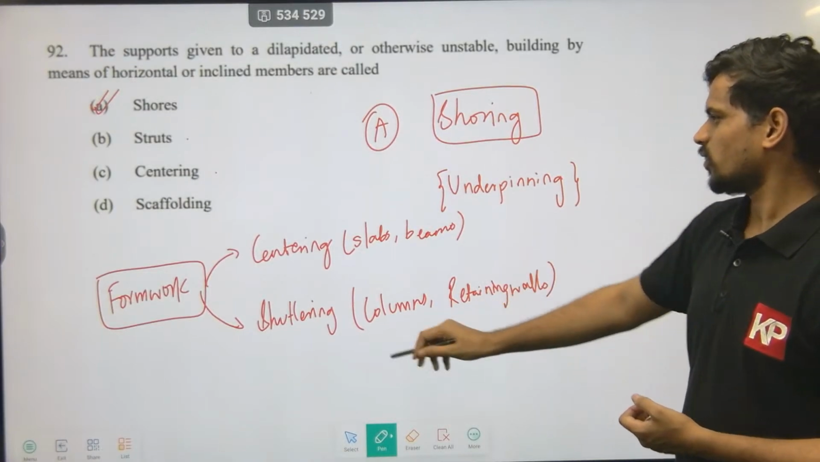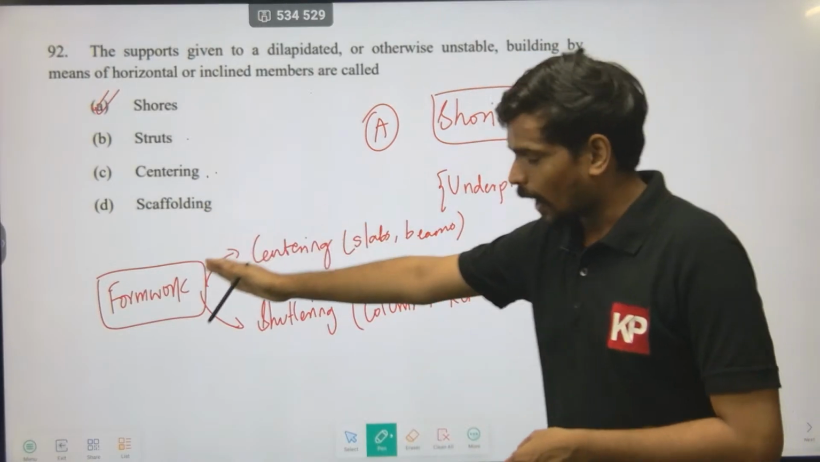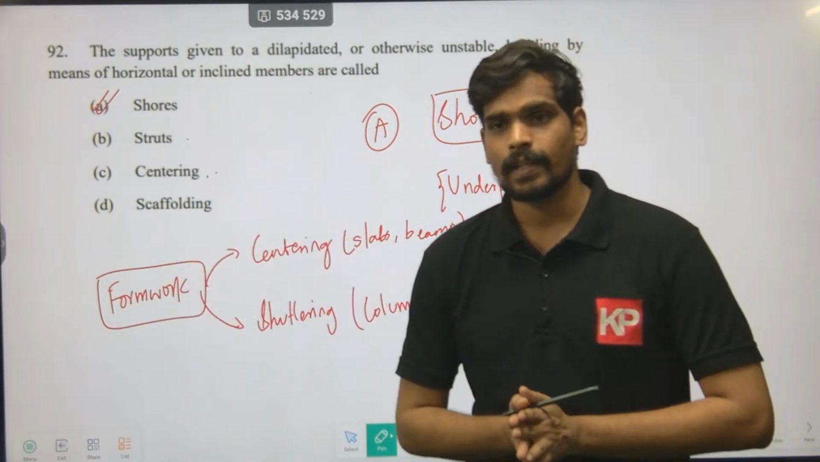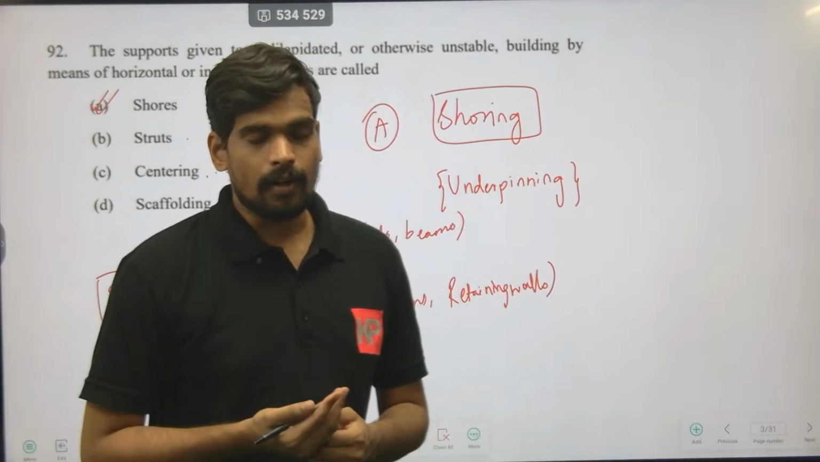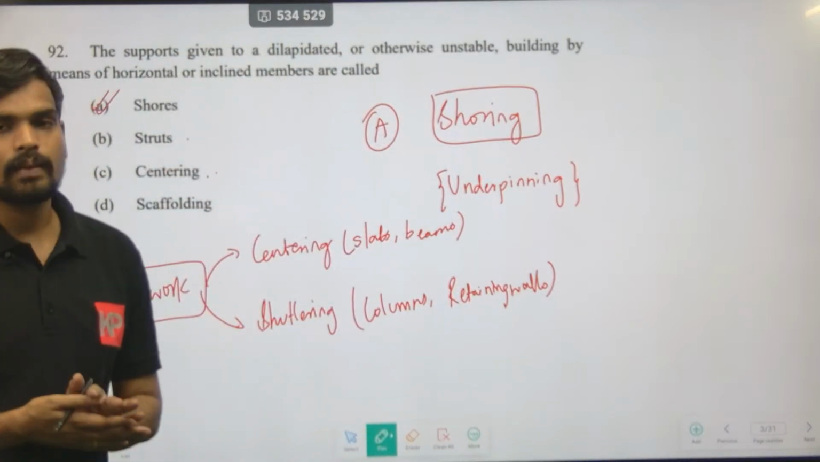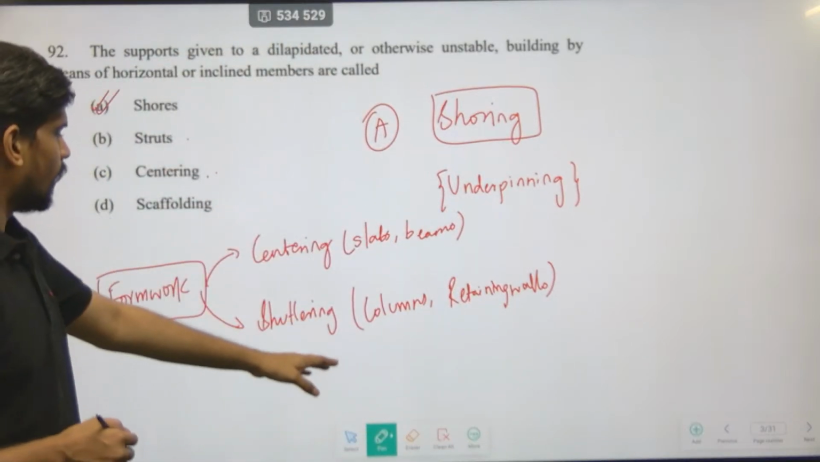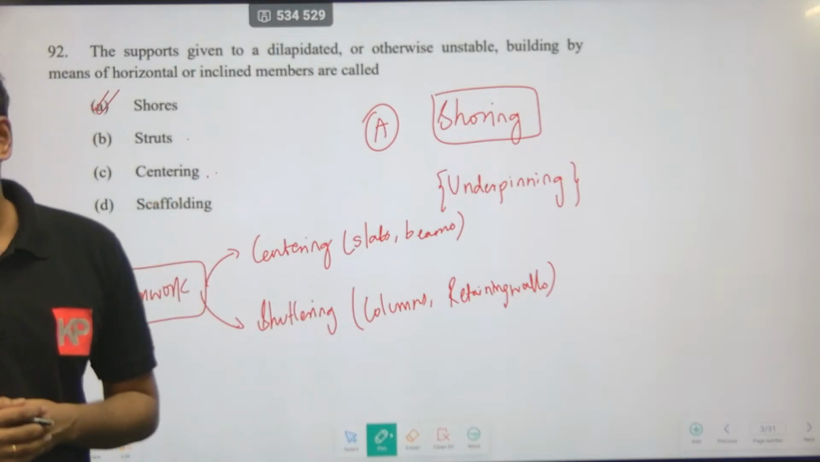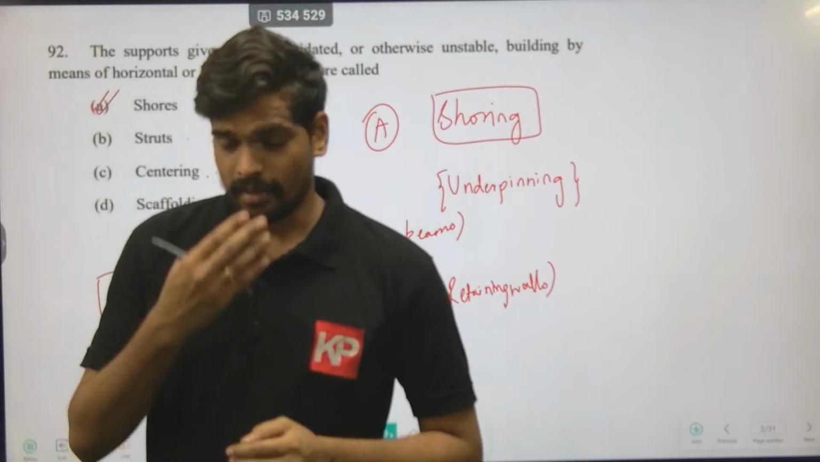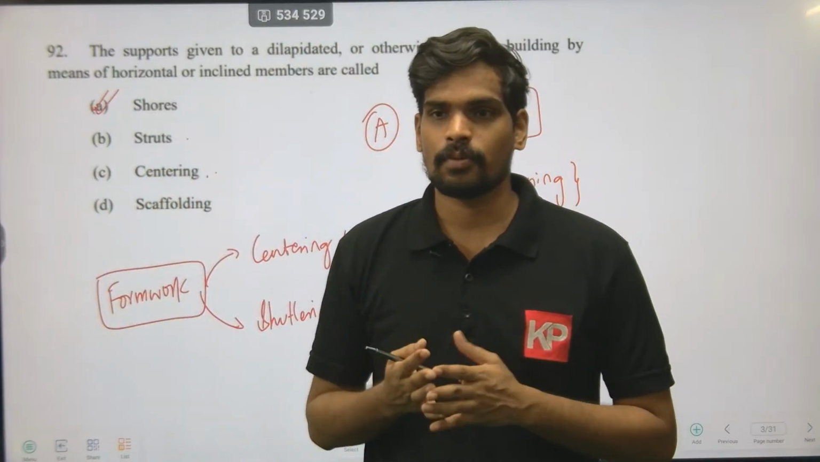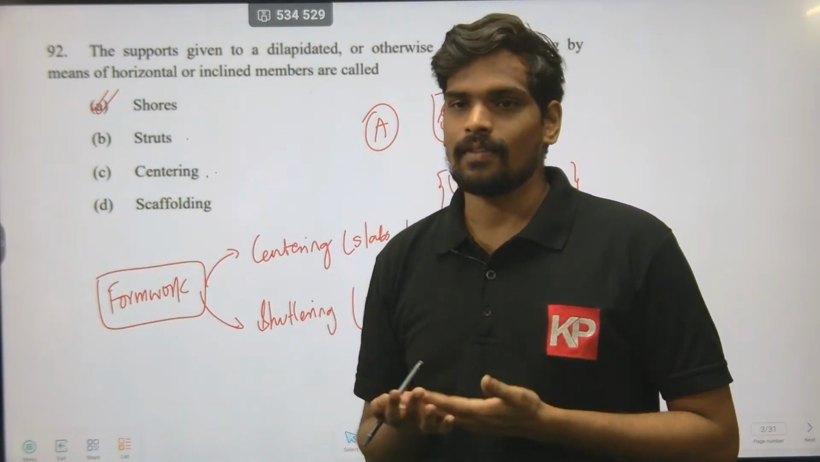So that's what the term centering is. It's a type of formwork used for horizontal members like slabs and beams. A similar formwork which is used for vertical members like columns is referred to as shuttering. And you also have scaffolding. Scaffolding is basically a temporary work platform which is provided on the external faces of buildings.